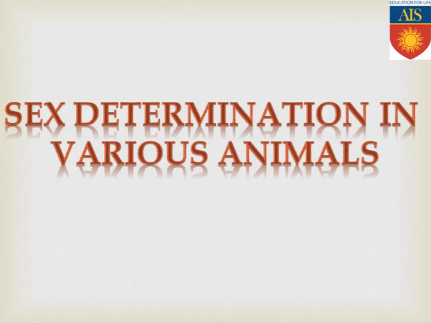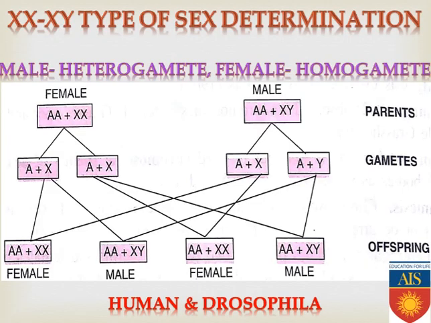The first type of sex determination is the XX-XY type of sex determination. What is the XX-XY type of sex determination method? The XX-XY type is found in humans as well as in Drosophila. Here the males are heterogametic, that means XY, and females are XX, that means they contain the same chromosome, that's why they are called homogametic.